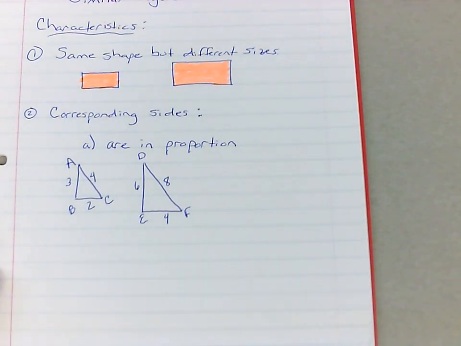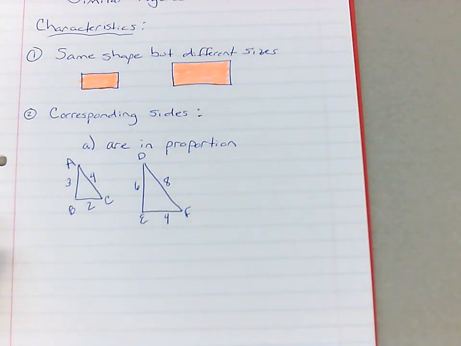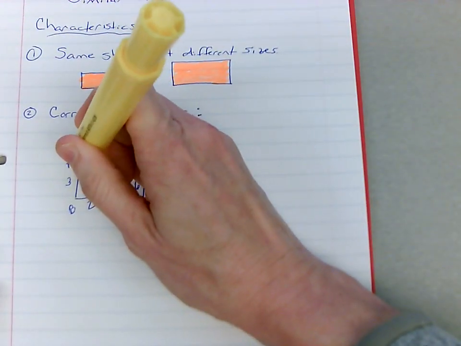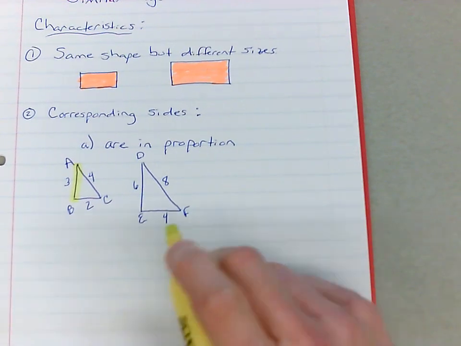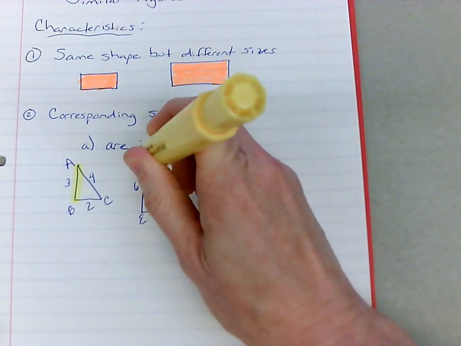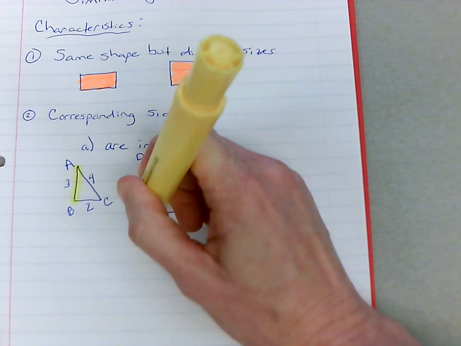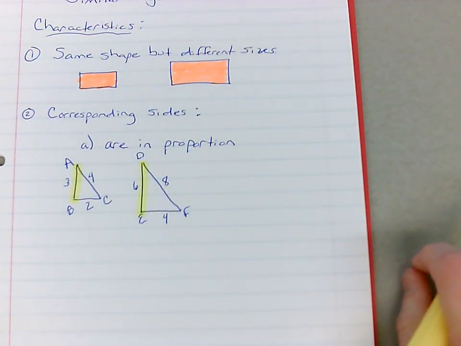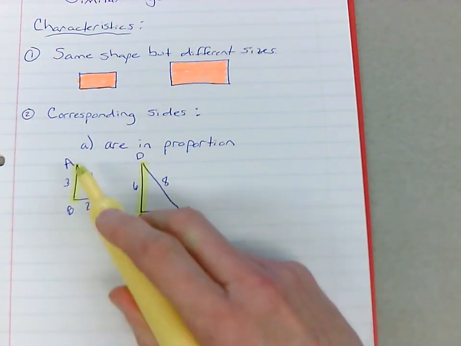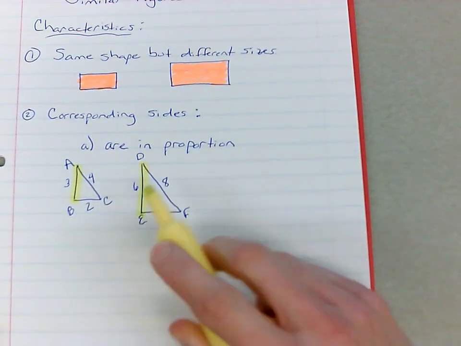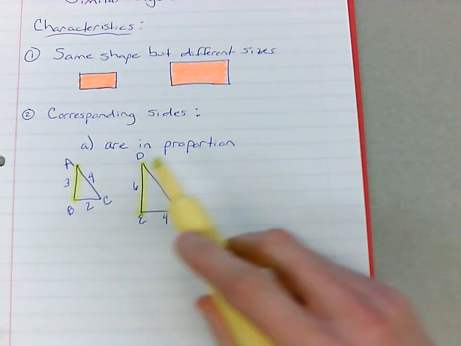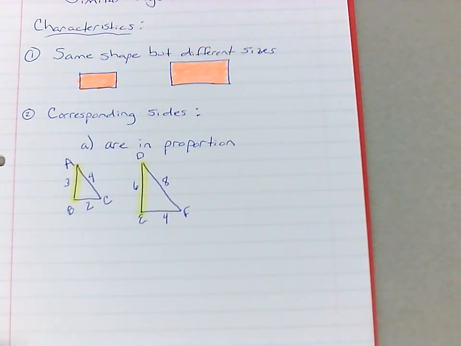So when I say that the corresponding sides are in proportion, what that means is, with one of my highlighters right now, I'm going to highlight right here, side AB. When you look at the larger triangle, the side that matches that on the larger triangle is DE. AB, that side, corresponds with the side DE on the other triangle. So I'm highlighting those both yellow. Those match. Those are in proportion to each other.